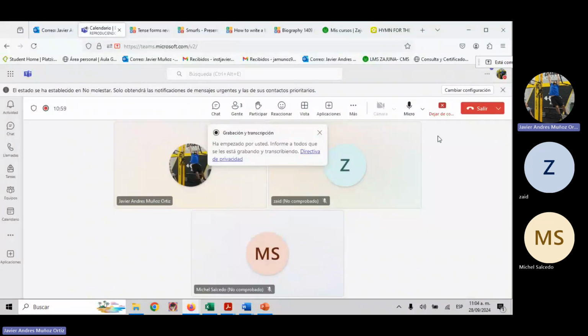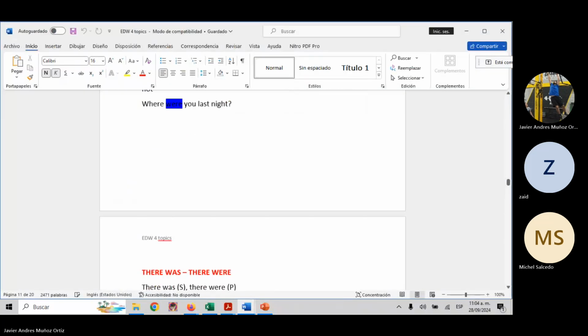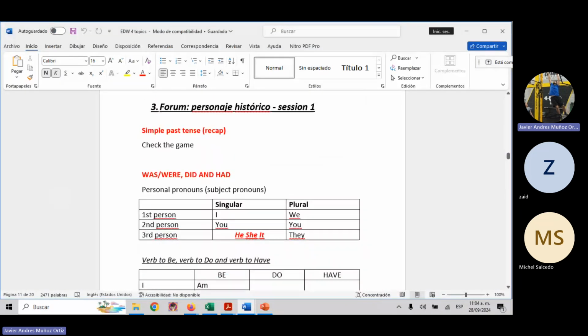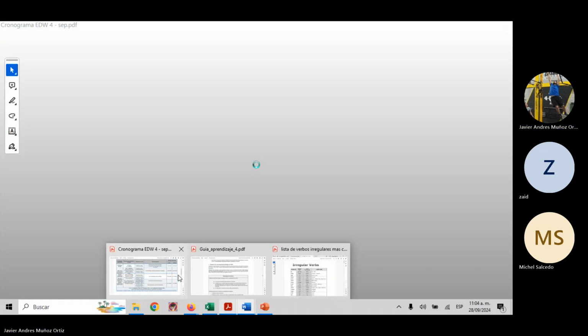So, what are we going to study today? What are we going to do today? Okay. Last time we were talking about the activity we want to present on this occasion. So, it's about a forum, a historical figure. And according to the learning guide, let's see the learning guide.